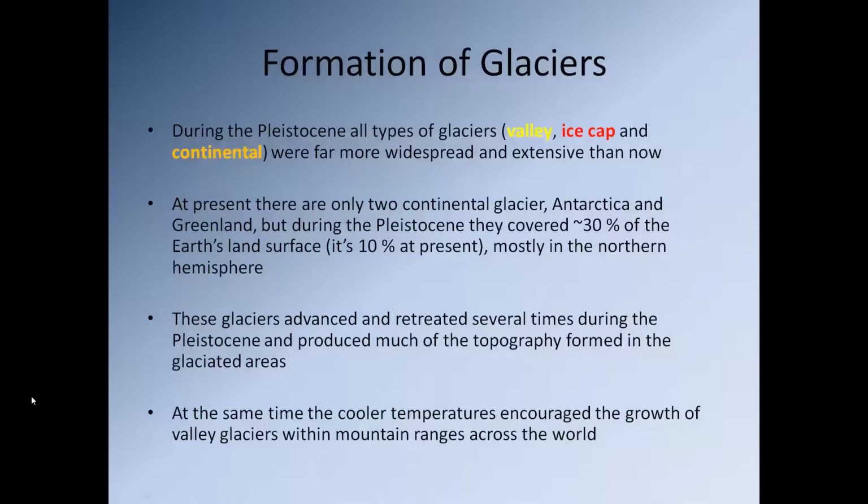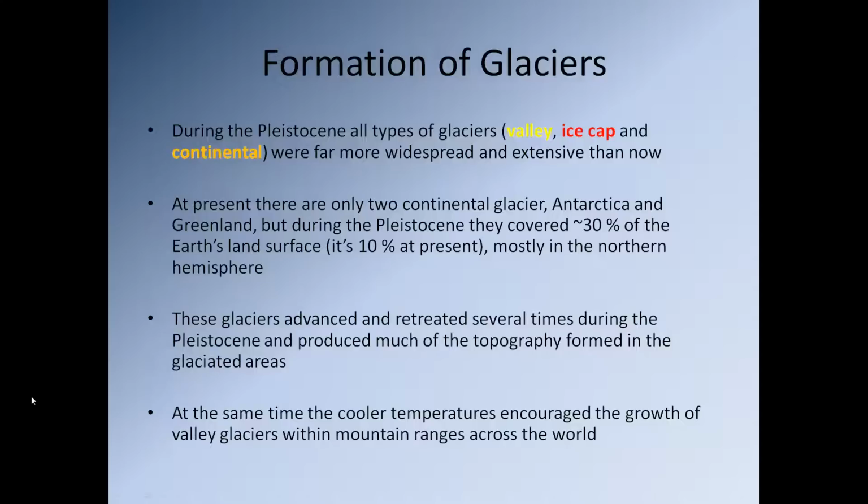Okay, so the formation of glaciers. During the Pleistocene, we had all types of glaciers, and that's valley glaciers, ice caps, and continental glaciers, becoming far more widespread and far more extensive. At present, there are only two continental glaciers, as we've discussed. We have Antarctica and Greenland. But during the Pleistocene, ice covered approximately 30% of the Earth's land surface. At present values, it's around 10%. And most of this coverage occurred in the northern hemisphere.